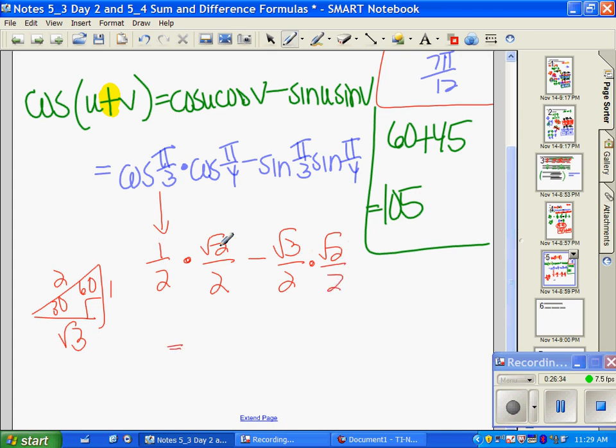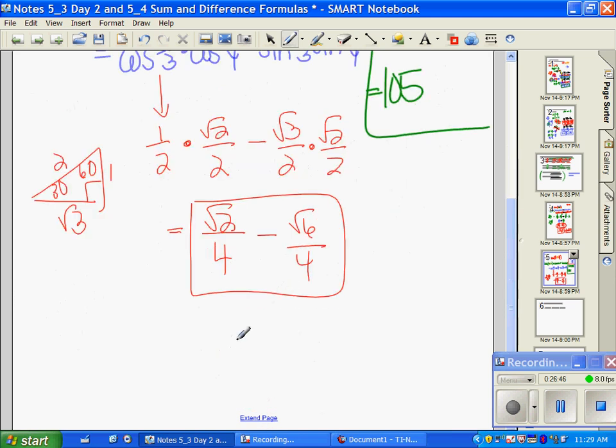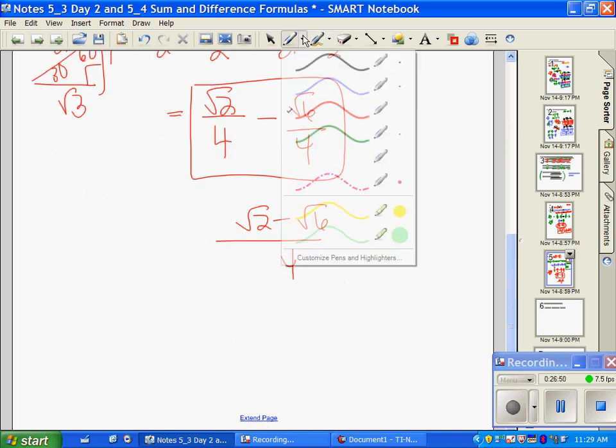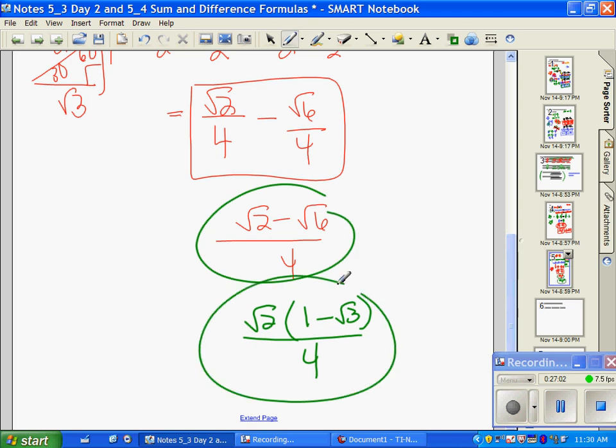Finishing the answer, 1 times root 2 is root 2, 2 times 2 is 4, minus root 3 times 2 is root 6 over 4. We can leave our answer like this. We could write it as root 2 minus root 6 over 4. Let's do what the calculator did last time. The GCF is root 2, so we could factor out a root 2 and say it's 1 minus root 3 over 4. Any of these answers, including the decimal answer, just keep in mind you would not have the decimal answer if you didn't have a calculator.